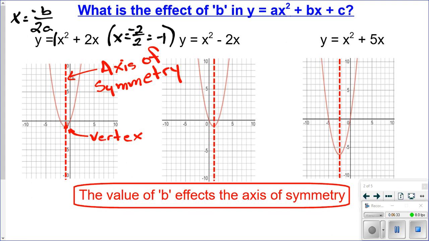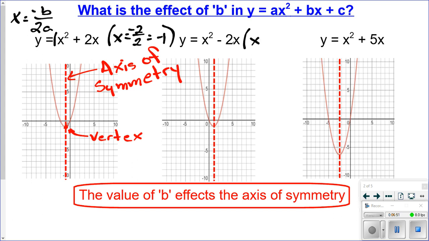Now look at the graph. This dashed red line, where is it at? It's at negative 1. Okay, so this gives you where that line goes. And the line goes at negative 1 on the x-axis. So let's do the same thing with this other function here.